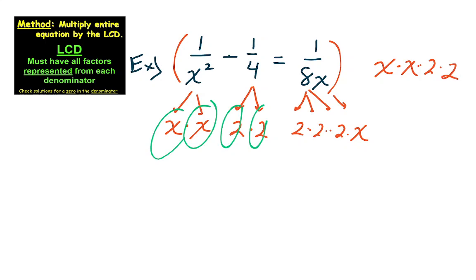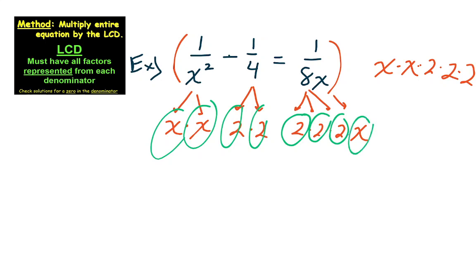Now, for the number 8, I need 3 2's. Now look, I already have 1 2. I already have 2 2's. I just need one more. And now I have 3 2's.